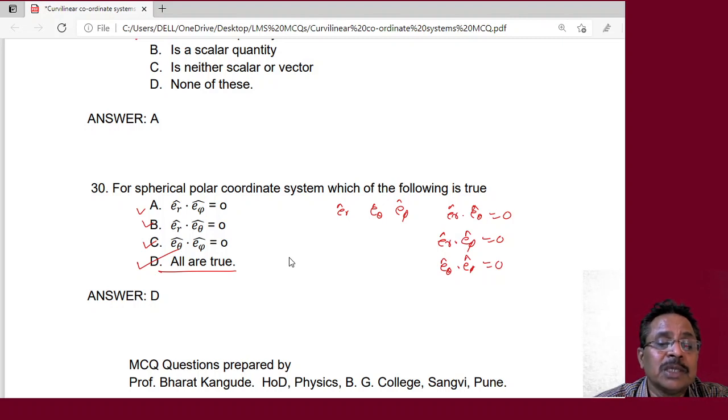This particular chapter is one of the very easy chapters to answer all its MCQs in the coming examination or the university examination. So that's what I conclude here for this chapter number 1. Thank you for patiently listening. In the next video we will go for chapter number 2, that is the special theory of relativity.